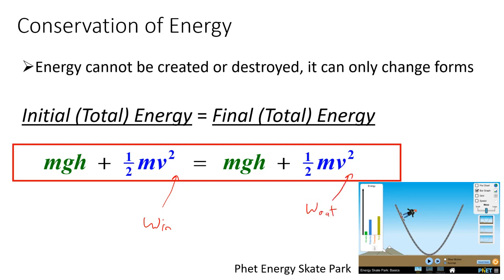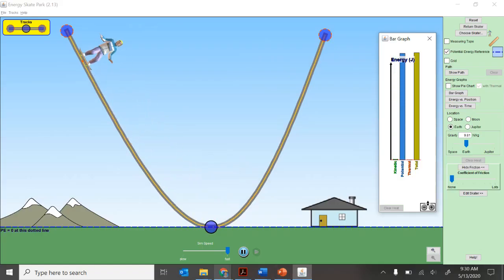For now, that red box is telling us that our initial total energy has to be equal to our final total energy. I'm going to skip over to this thing that you can Google. It's called the PhET Energy Skate Park, and it looks like this. I'm going to talk about three different things on this screen. Here is a skateboarder that's just going up and down a ramp.